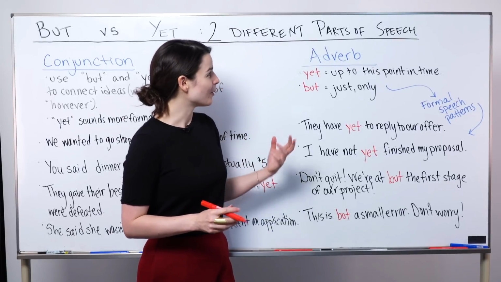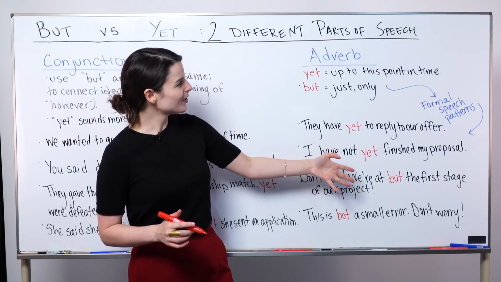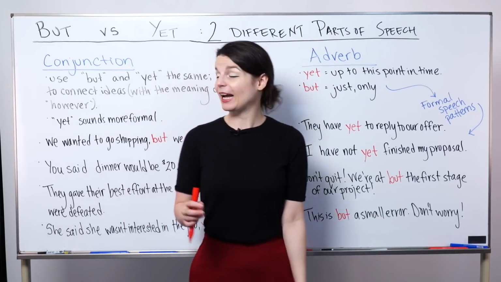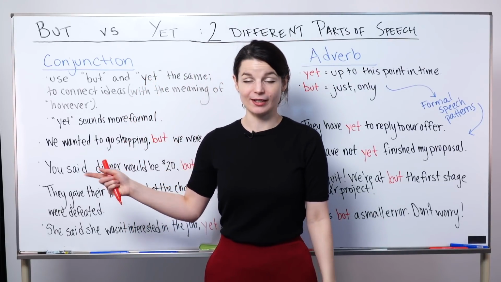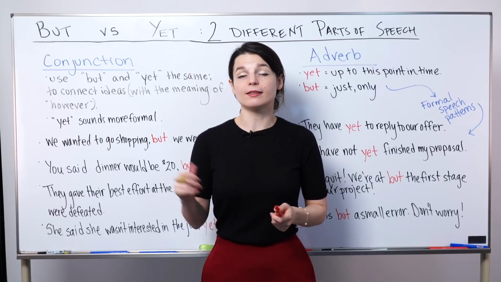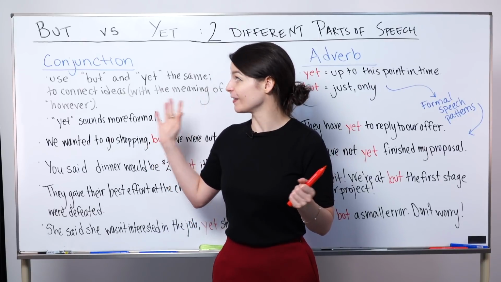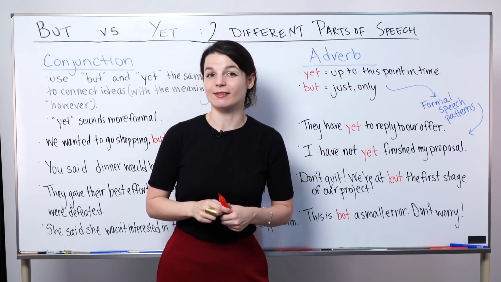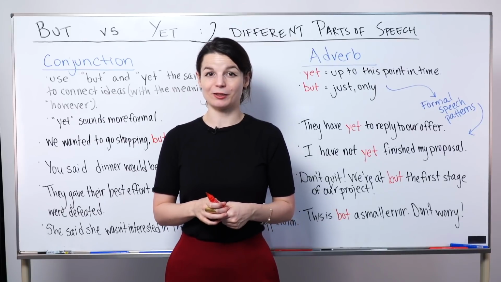Okay, so this is a quick intro to how to use but and yet as adverbs and to use them as conjunctions. There are other uses of these words, but I wanted to compare these two, especially conjunctions, because there are many questions about the differences between these two words.